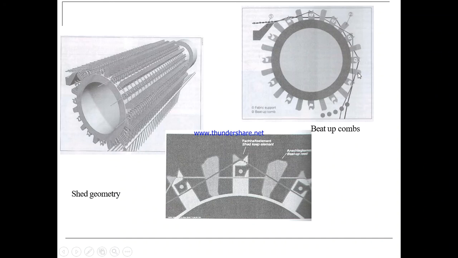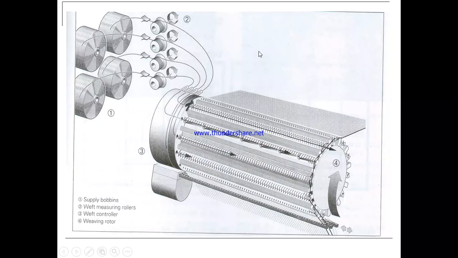Okay, and the beat-up comb, how the beat-up combs are actually performing the beat-up after the weft insertion when the drum rotates. Okay, here four shuttles can be inserted simultaneously for the weft insertion that you see. So if four shuttles are used simultaneously for the weft insertion, then the productivity will be just 4 times that of single phase weaving.